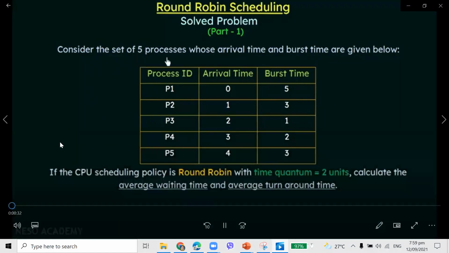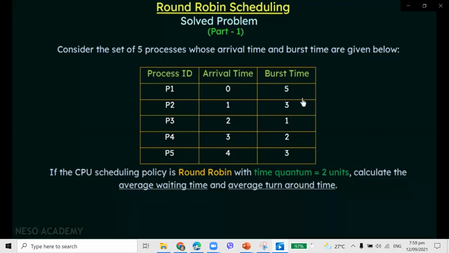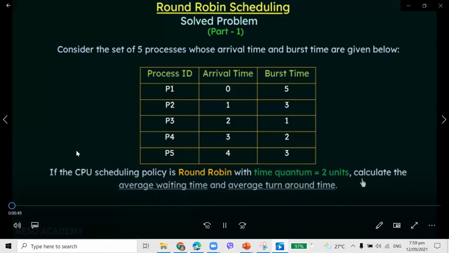We are given a set of 5 processes with process IDs P1 to P5, and their arrival times and burst times are given here. So we are required to find the average waiting time and the average turnaround time if the scheduling policy is round robin and the time quantum is 2 units.